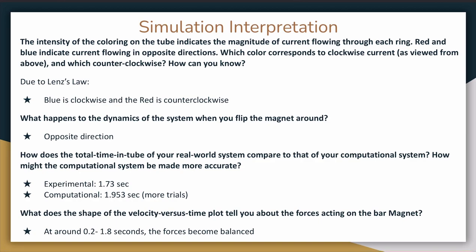We also compare the time between our experimental and computational models. So we have, again, that 1.73 seconds versus the 1.953 seconds. And it can be assumed that the computational system is more accurate because it does have more trials, as there are more embedded loops. And then when looking at the chart that was also seen on the previous slide, at around 0.2 to 1.8 seconds, the forces become balanced, and you can see that from the flat line that was shown.